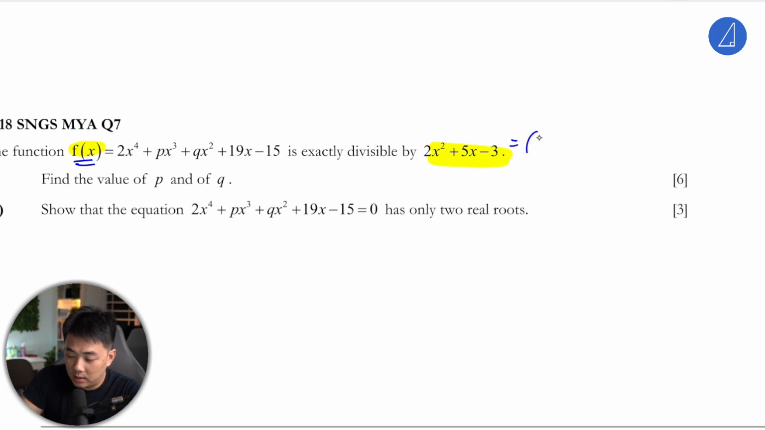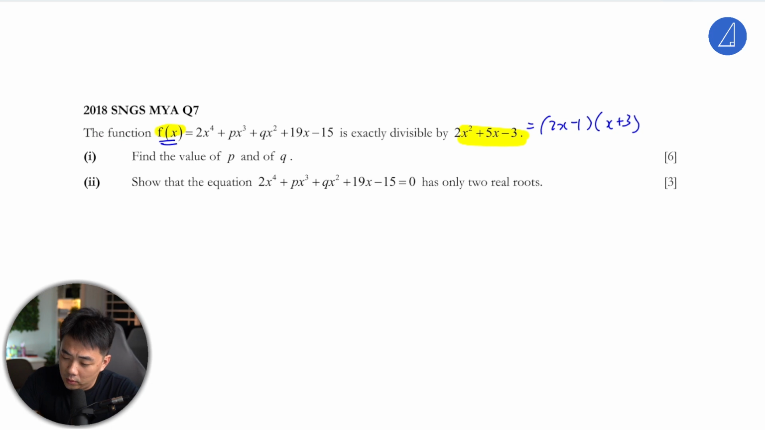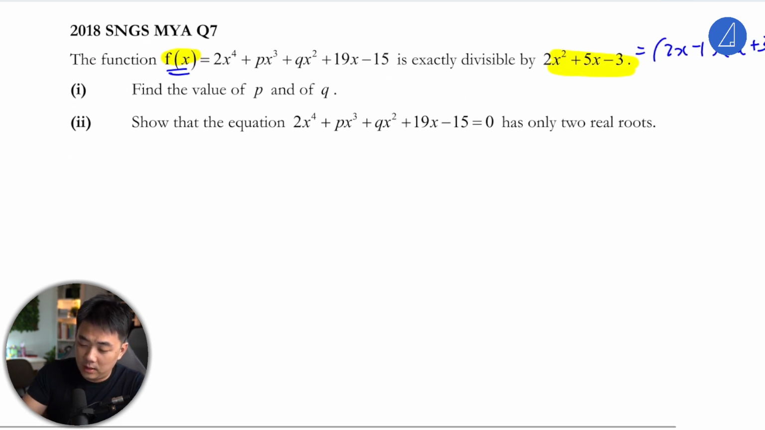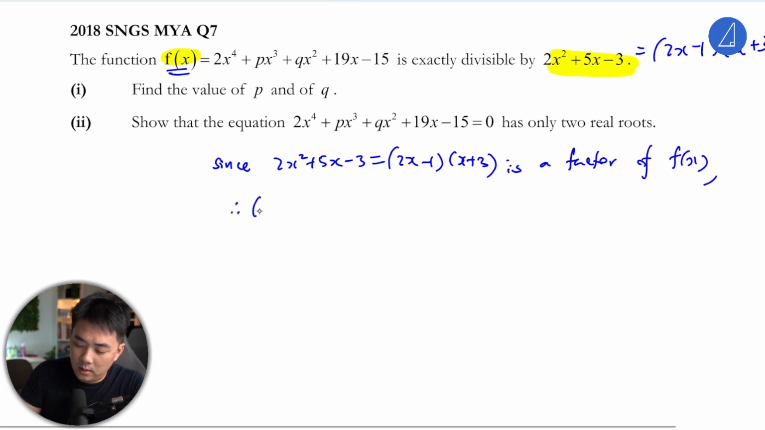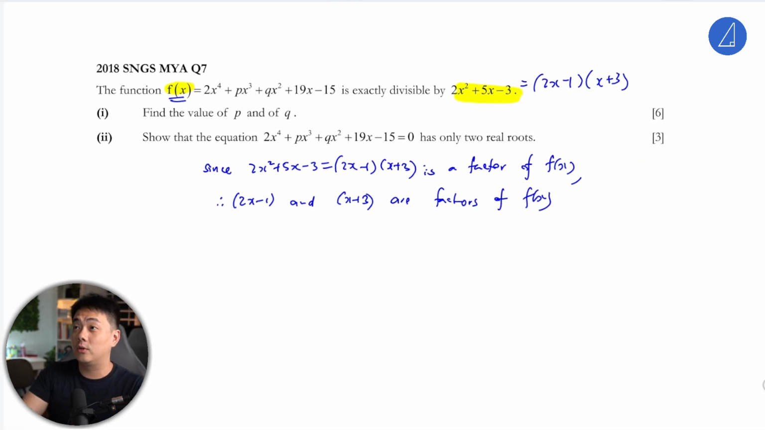Actually, you could see this as 2x, and this is x plus 3, and this is minus 1, I believe. All right, so this is 2x. Yep, that's it. So essentially, since 2x squared plus 5x minus 3, which is (2x minus 1)(x plus 3), is a factor of f(x), hence 2x minus 1 and x plus 3 are factors of f(x). There you go. So like grandchildren or grand factors, all right?